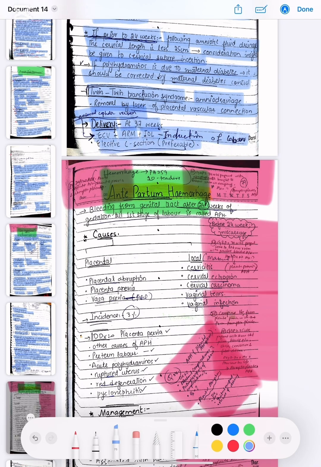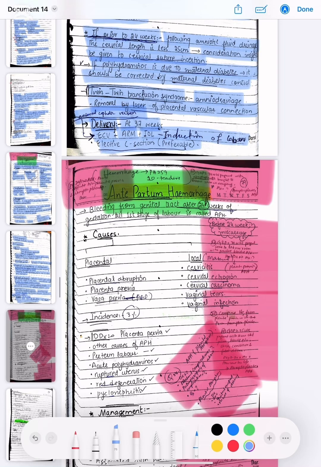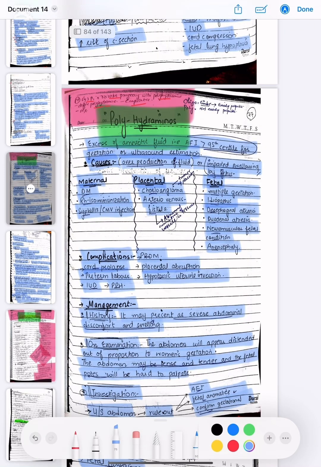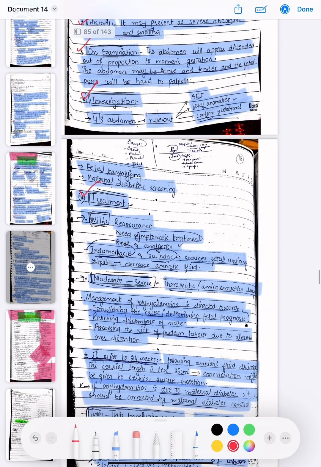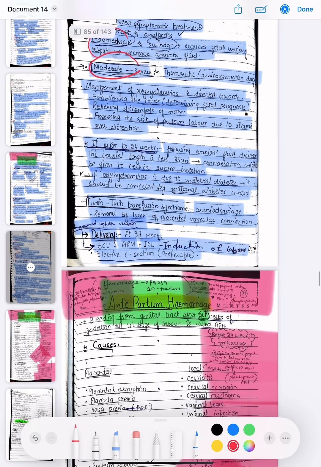So this is the polyhydramnios. We have discussed the definition that it is the amniotic fluid greater than 95th centile for the gestation of ultrasound. Then we have discussed the causes, which are maternal, placental, and fetal. Then we have discussed the complications, the management, that is history, examination, and investigation, and then the treatment options, which are for mild treatment and moderate or severe treatment. And then we have discussed the delivery options for the polyhydramnios.